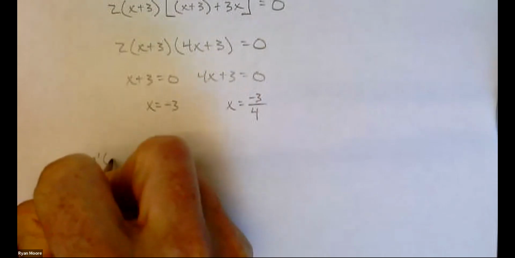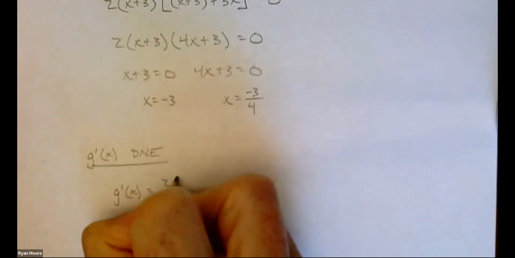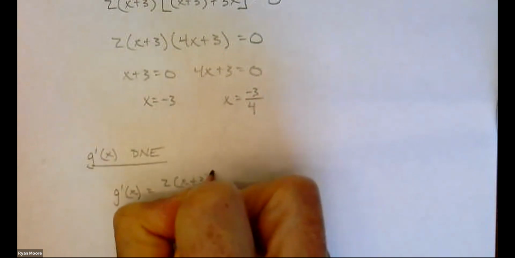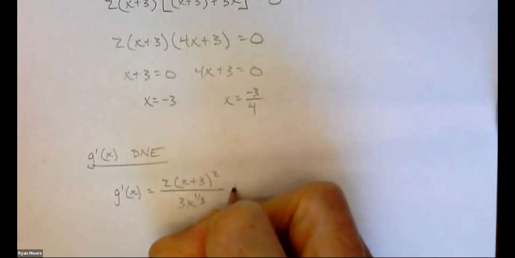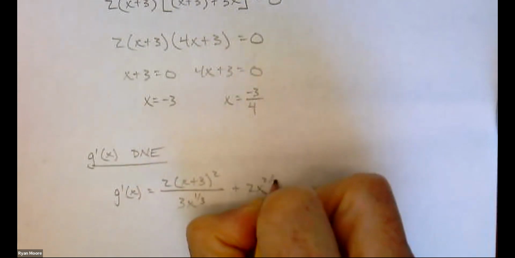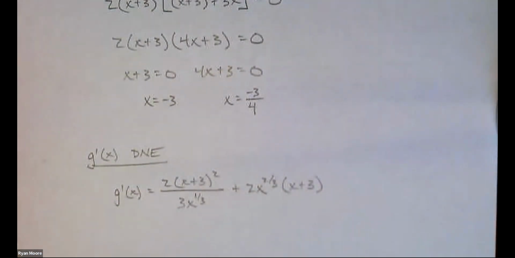Okay. We also need to think about, hey, when does the derivative not exist? Let me write what the derivative was again in its original derivative form. Okay, so we had like this, 3x to the 1/3. Here it was from the product rule.